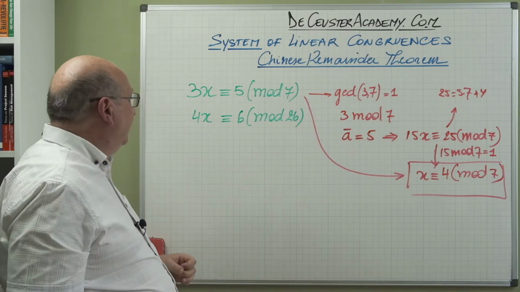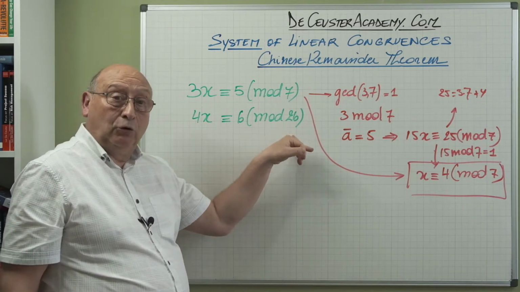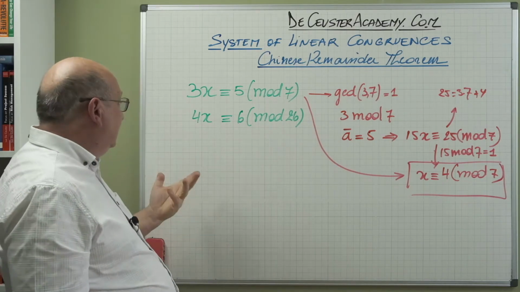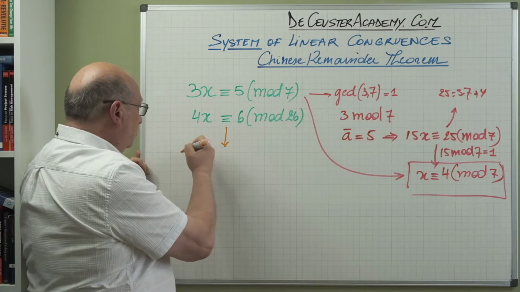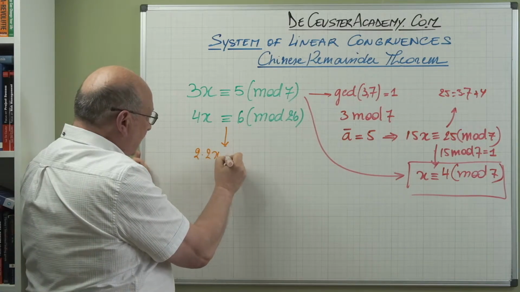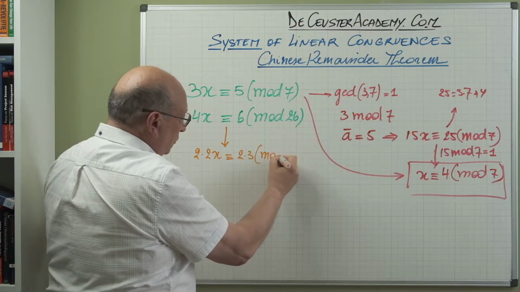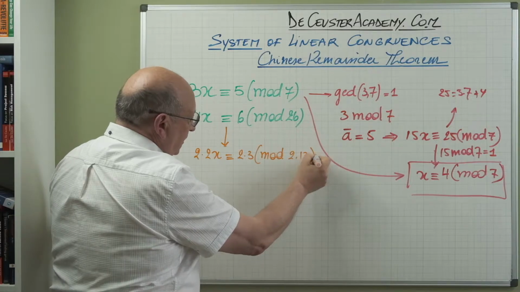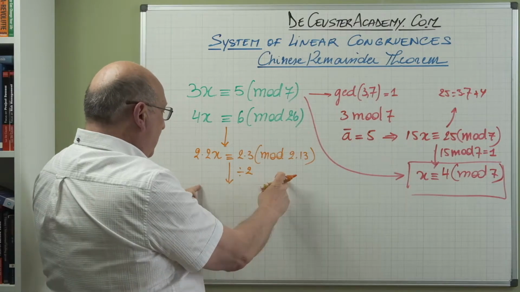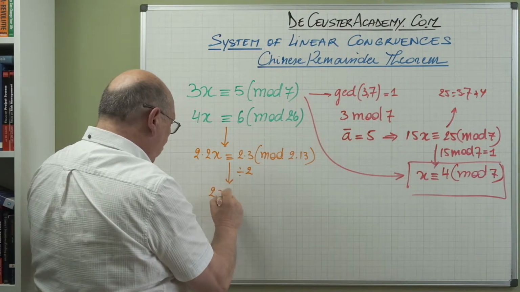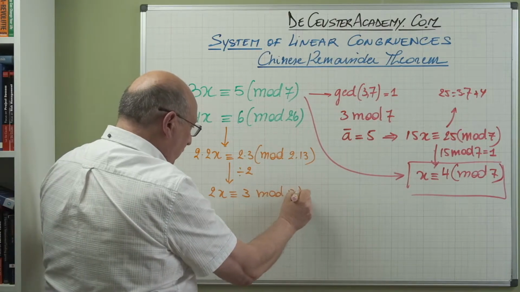So that's the first thing that we did. The next thing here, the GCD of 4 and 26 is not equal to 1. So we have a common factor. We can say this is 2 times 2, x is congruent 2 times 3 modulus 2 times 13. And what we can do now is divide both members by 2. So I find that 2x is congruent with 3 modulus 13.